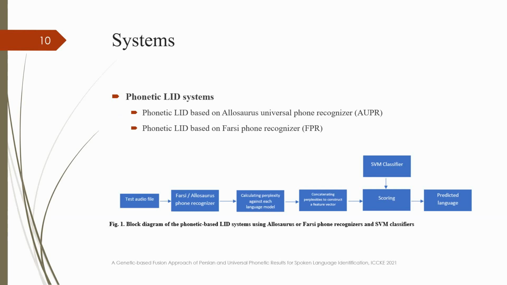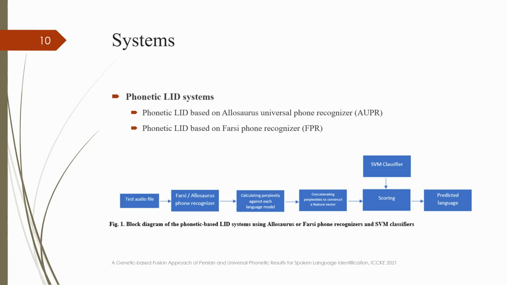It's time to talk about the LID systems which we used in our paper. We developed two phonetic-based LID systems. One of them is based on the Allosaurus universal phone recognizer, and the other one is based on our Farsi phone recognizer. To train these systems, we tokenized our training samples to their corresponding phone sequences. Then, based on the tokenized training set, we create trigram language models for each language in our LID dataset, which results in 27 language models.